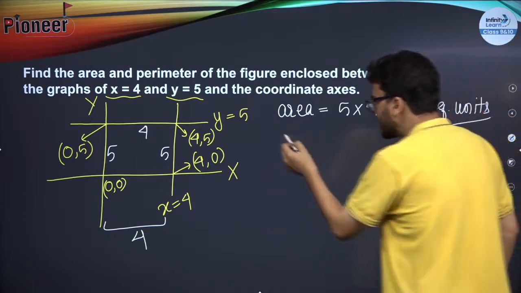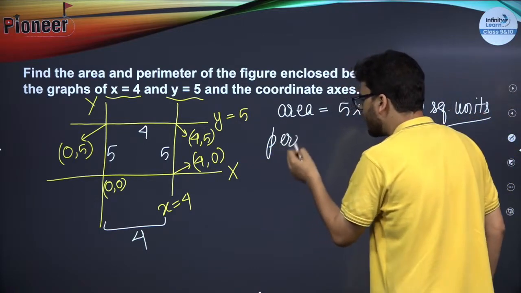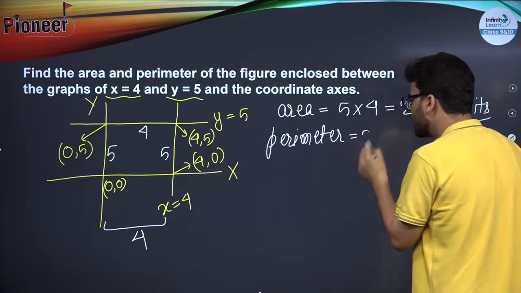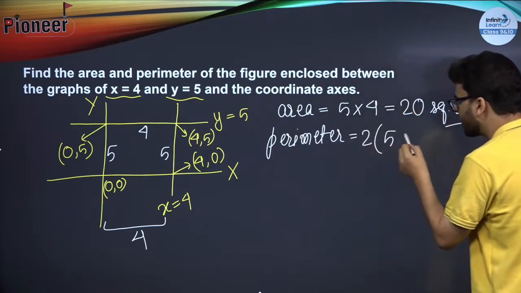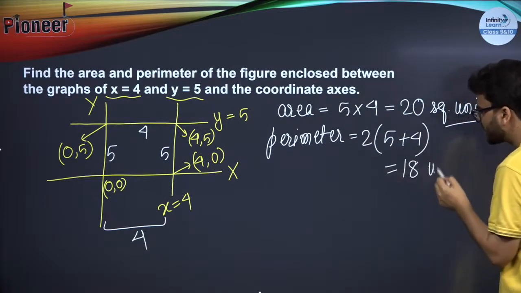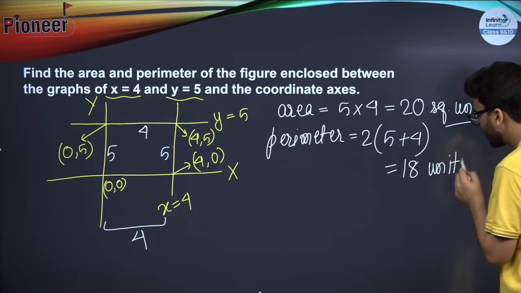Now what is the perimeter? It's a rectangle, so its perimeter everybody can find. That is 2 into length plus breadth over here. So 2 into 5 plus 4. 5 plus 4 is 9. 9 2s are 18 units. Don't write square units over here because it is not area.